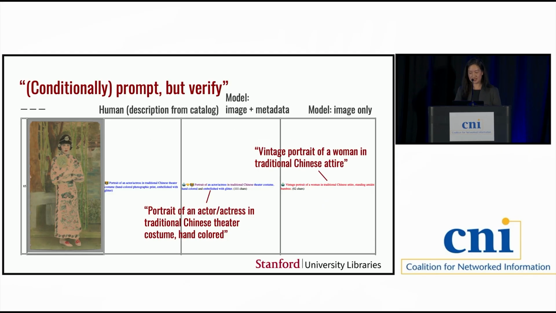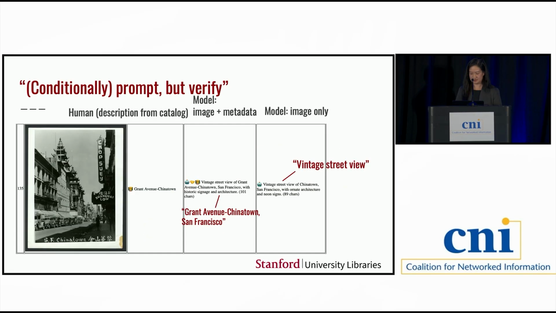A different collection, in this example from the Wiley Wong collection of May's studio photographs taken in San Francisco's Chinatown. The human-supplied description gives us the medium that makes this image unusual, hand-colored photographic print embellished with glitter, as well as the information that this is an actor in costume, whereas the model describes the image as a vintage portrait of a woman in traditional Chinese attire. The combination gets us: portrait of an actor/actress in traditional Chinese theater costume, hand-colored and embellished with glitter. So again, a pretty good alt-text caption.